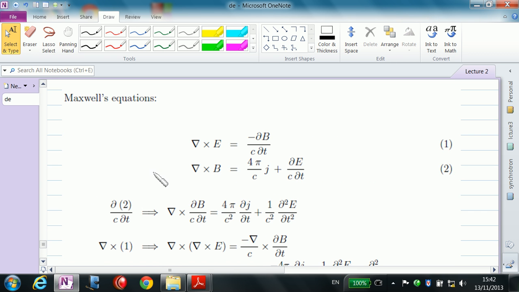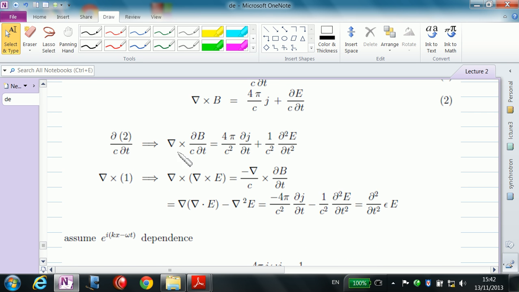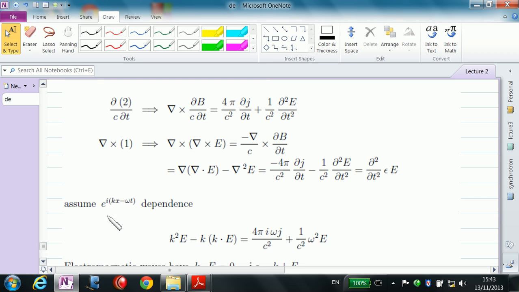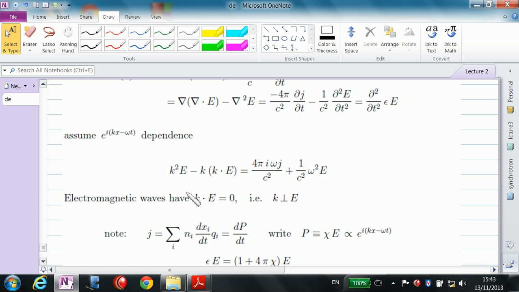So anyway, Maxwell's equations, there they are. Differentiate equation 2 by time, take the curl of equation 1, and you get this. You probably have all seen this at some point or other in some course. Assume e to the i(kx minus omega t) dependence, and you get this.